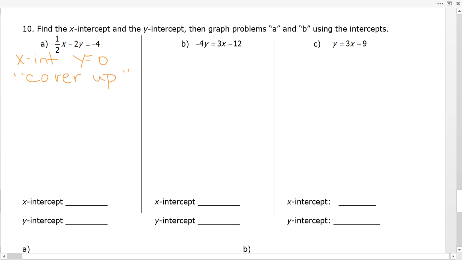So I can basically cover up the y with my finger, which I can't do on here because then I'll hide it and you won't be able to see it. Well, actually, we'll just do that. If I cover up the y, then I have 1/2 x, because that y is equal to 0, which makes it go away. I have 1/2 x equals -4. I multiply both sides by 2. X equals -8. So my x-intercept is -8, 0.